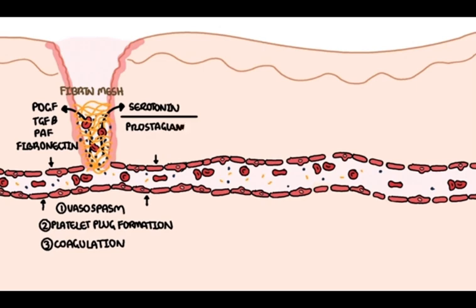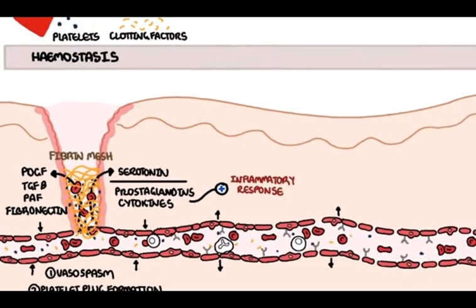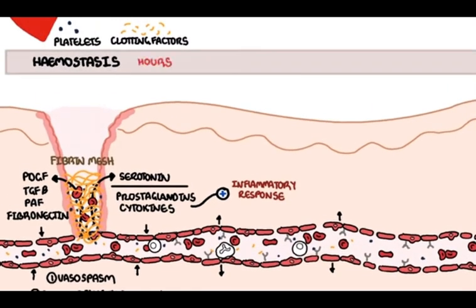In addition, injured endothelial and tissue immune cells release prostaglandins and cytokines, which promote the inflammatory response. The inflammatory response is an increase in adhesion molecules to allow infiltration of inflammatory cells, cytokines to attract the inflammatory cells, and it also causes vasodilation and increases vascular permeability to facilitate the transport of the inflammatory cells. And this all will lead to our second phase of wound healing, which is inflammation.